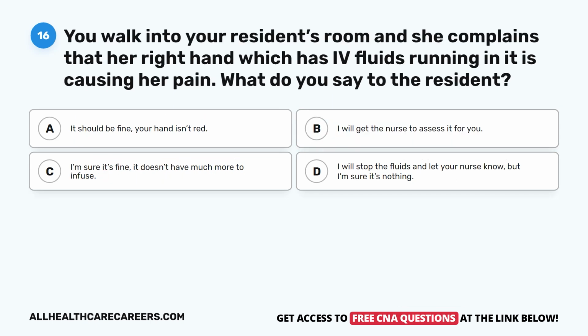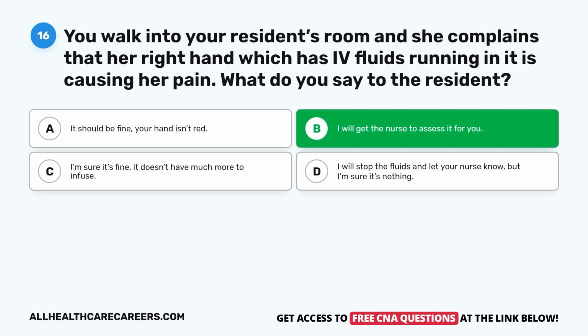Question 16. You walk into your resident's room, and she complains that her right hand, which has IV fluids running in it, is causing her pain. What do you say to the resident? A. It should be fine. Your hand isn't red. B. I will get the nurse to assess it for you. C. I'm sure it's fine. It doesn't have much more to infuse. D. I will stop the fluids and let your nurse know, but I'm sure it's nothing.